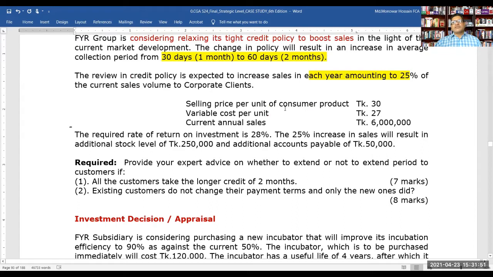Selling price per unit of consumed product is 30 taka, variable cost per unit is 27, so margin is 3 taka. Current annual sales are 6 million, or we can say 60 lakh. The required rate of return on investment is 28%. The increase in sales will result in additional stock level of taka 2,50,000 and additional accounts payable of 50,000.